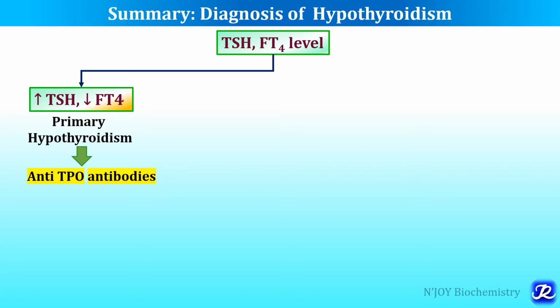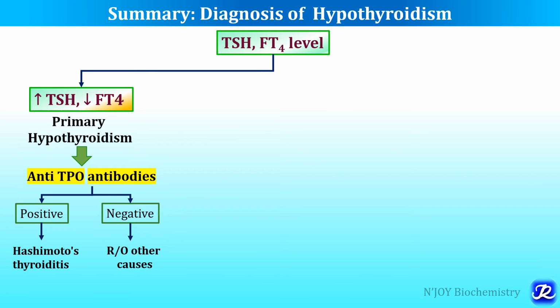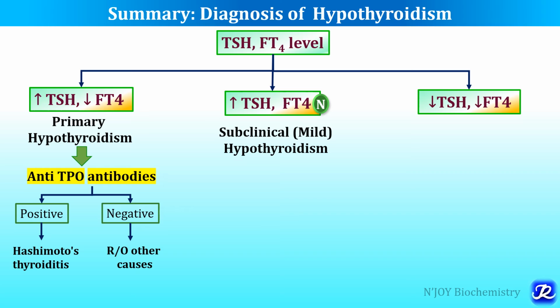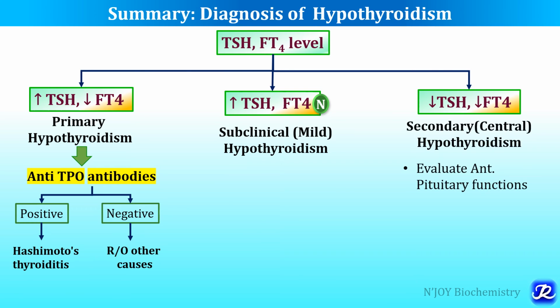And we know that anti-thyroid peroxidase antibodies are elevated in Hashimoto's thyroiditis, which is autoimmune disease. So if it is positive, then it is indicative of Hashimoto's thyroiditis, and if it is negative, then we have to rule out other causes of primary hypothyroidism. Then if free T4 level is normal and TSH is increased, then it is subclinical or mild hypothyroidism. If both T4 and TSH level are decreased, it is called as secondary or central hypothyroidism involving pituitary gland and hypothalamus.